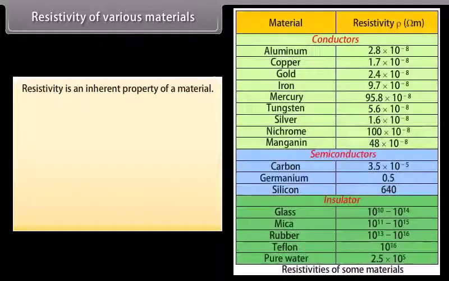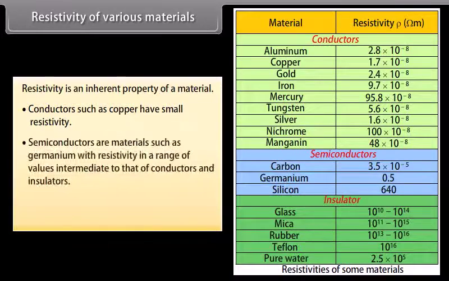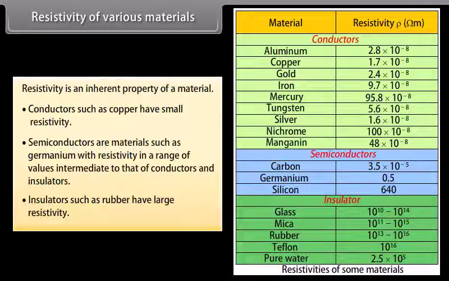Resistivity of various materials. Resistivity is an inherent property of a material. Conductors such as copper have small resistivity. Semiconductors are materials such as germanium with resistivity in a range of values intermediate to that of conductors and insulators. Insulators such as rubber have large resistivity.